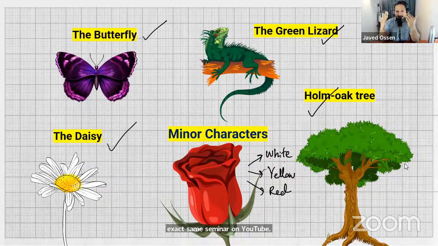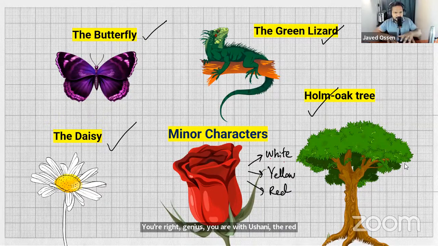You're right. Genius. The red, exactly. The red rose is the most important rose in this story. So what are the minor characters you find in the nightingale and the rose? Apart from the nightingale and the young student and the professor's daughter, there are some minor characters.